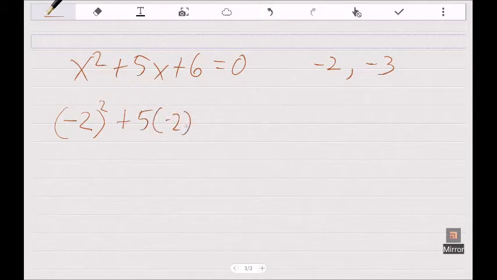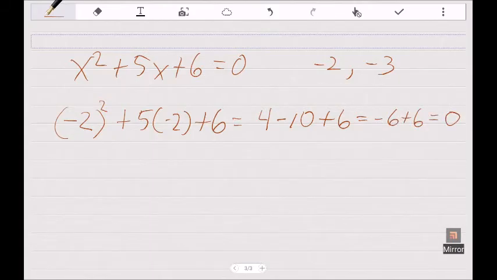Plug in a negative 2 there. Let's see what that equals. Negative 2 squared, negative 2 times negative 2 is positive 4, not negative 4. 5 times negative 2 is negative 10, plus 6. 4 minus 10 is negative 6, plus 6 equals 0. So that one works. Let's try the other one just to be sure.